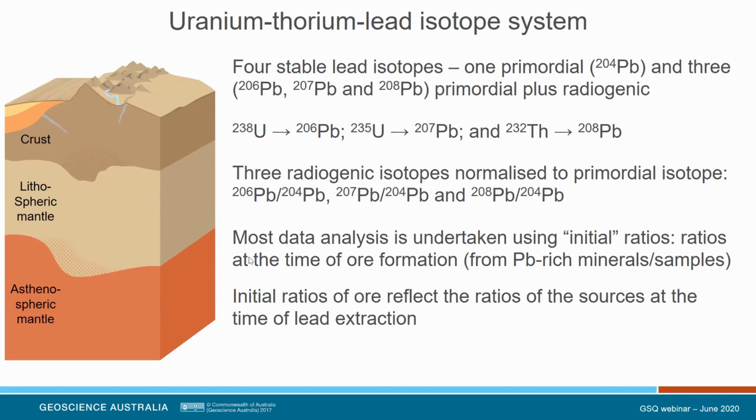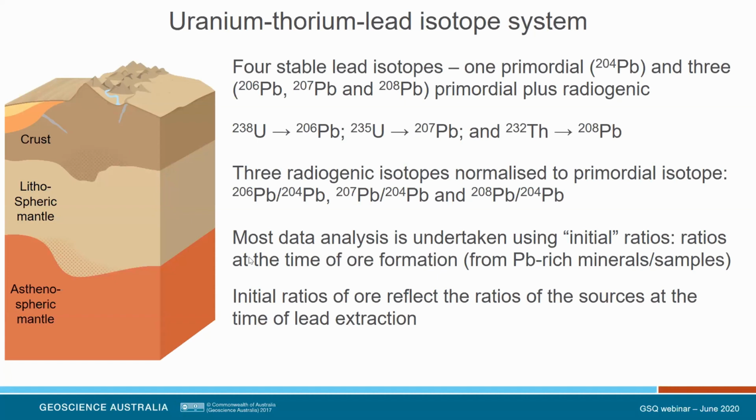Now, to look at the data, we actually normalized the 3 radiogenic isotopes to the primordial isotopes. So we're looking at ratios of 206 to 204, et cetera. The other thing which is important to remember is that most of the data analysis that I'm going to be talking about, and what a lot of people do, is just looking at what we call the initial ratios. That is, the ratios at the time of ore formation. As you might imagine, if you analyze a mineral and it has a little bit of uranium in it, in addition to the lead, the lead concentration of the various isotopes actually increases because uranium decays. What we want to do is take that away and just look at the initial ratios.